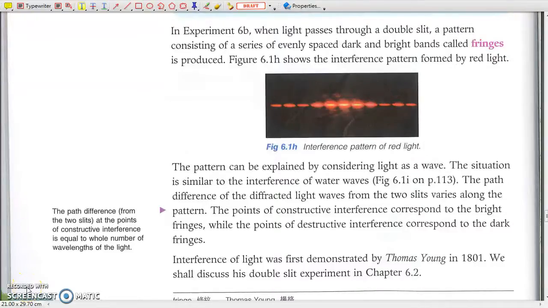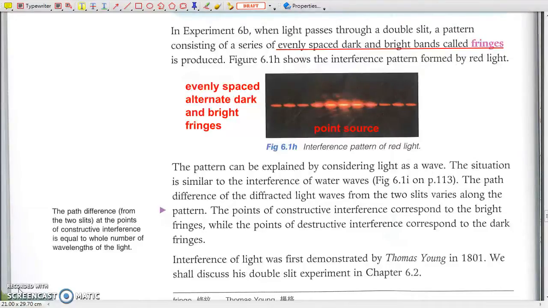Now, the red laser beam is replaced by a green one. How does the interference pattern change? Instead of antinodal lines and nodal lines on the surface of water in a ripple tank, we can see bright and dark patches of light on the screen. We call them fringes. In other words, there are evenly spaced, alternate bright and dark fringes formed on the screen.